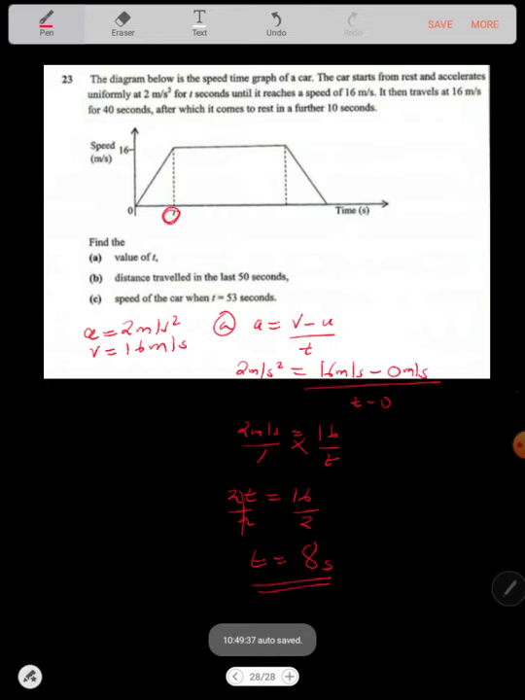There, done. Then find the distance traveled in the last 50 seconds. Now, we have 40 here. So that would be 40 plus 8, which is 48. Then 48 plus 10 gives 58. So in the last 50 seconds, we're talking of this part.